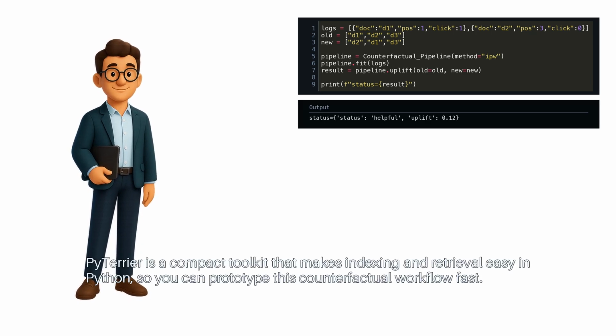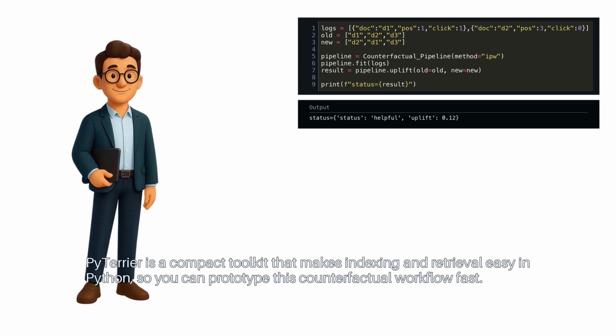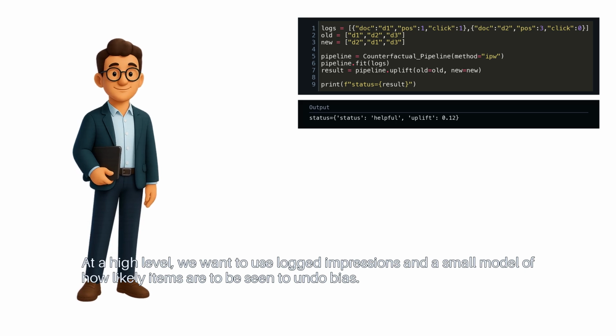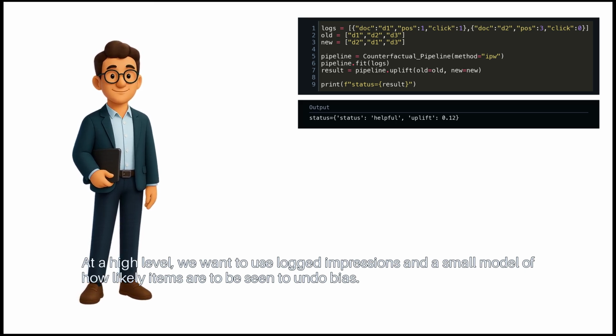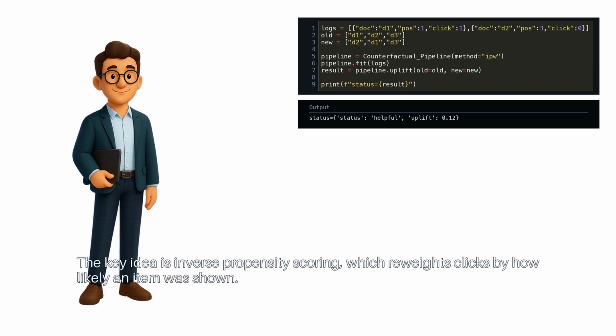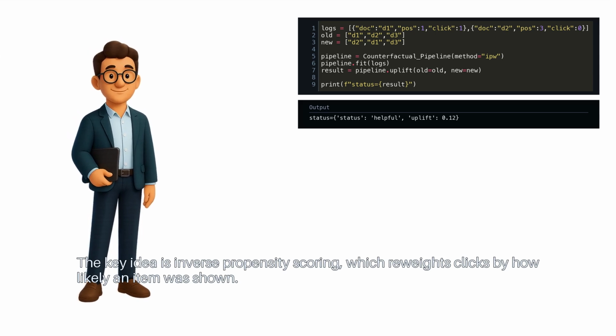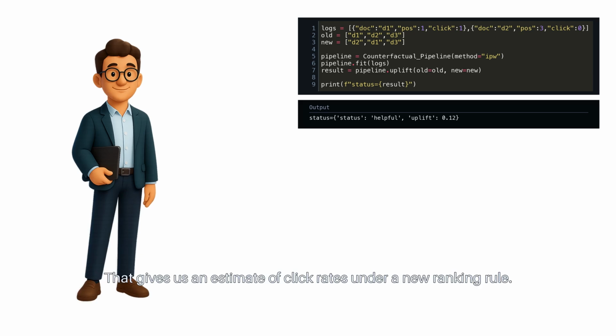risk. PyTerrier is a compact toolkit that makes indexing and retrieval easy in Python, so you can prototype this counterfactual workflow fast. At a high level, we want to use logged impressions and a small model of how likely items are to be seen to undo bias. The key idea is inverse propensity scoring, which reweights clicks by how likely an item was shown. That gives us an estimate of click rates under a new ranking rule.